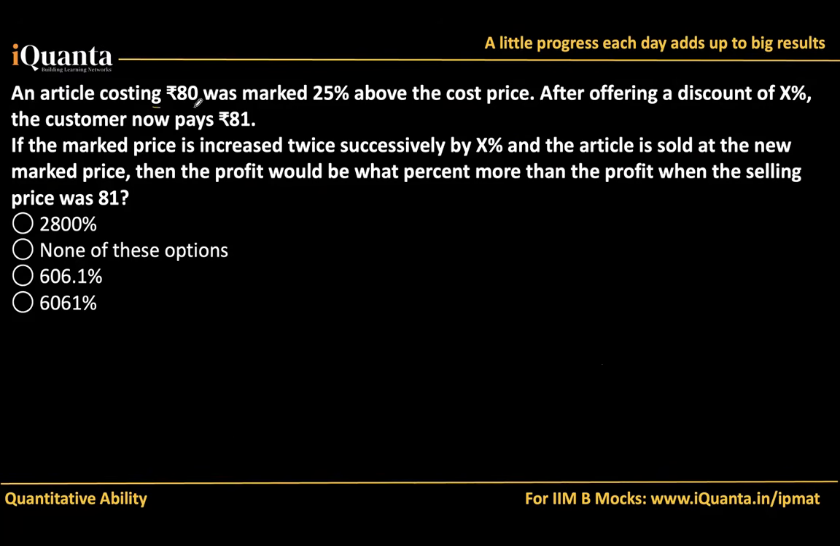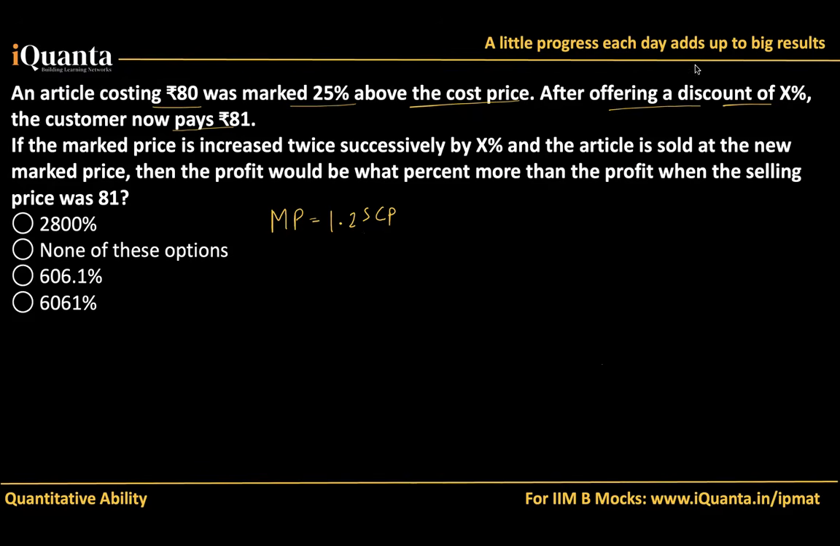An article costing 80 rupees was marked 25% above the cost price. Now I'll use that same technique. Mark price is 25% above cost price, so we have to increase cost price by 25%. We'll multiply it with 1.25. If you increase any quantity by 25%, you directly multiply it with 1.25. Now we are offering a discount of X percent. After offering a discount of X percent, the customer now pays 81 rupees.